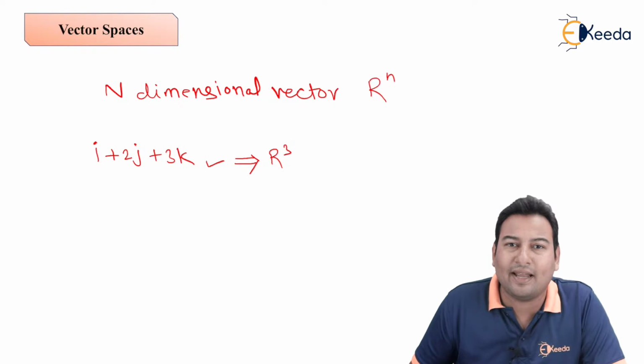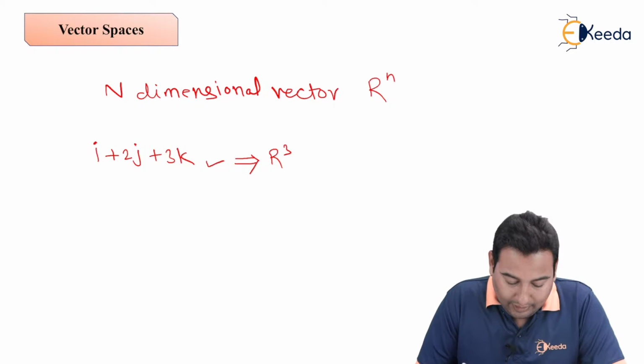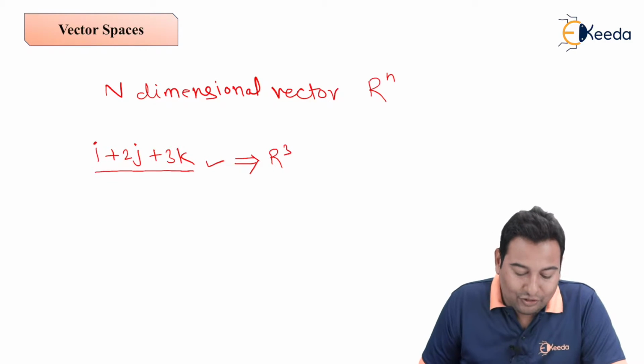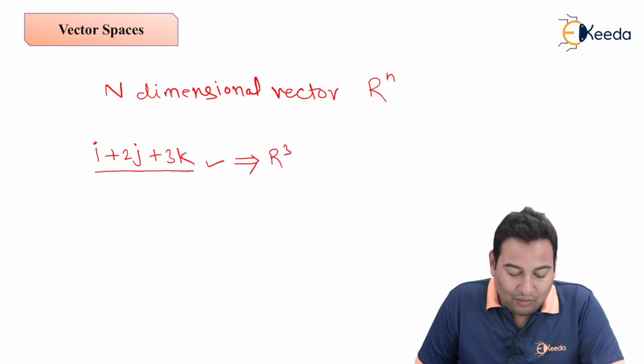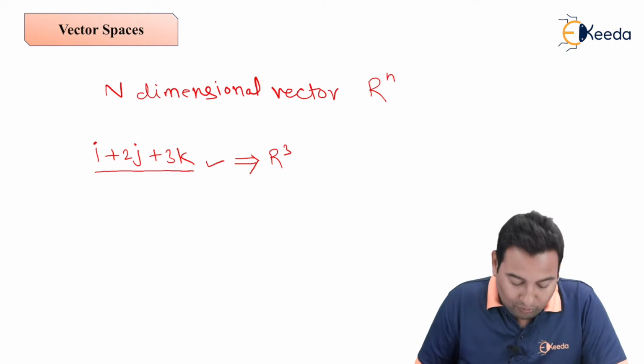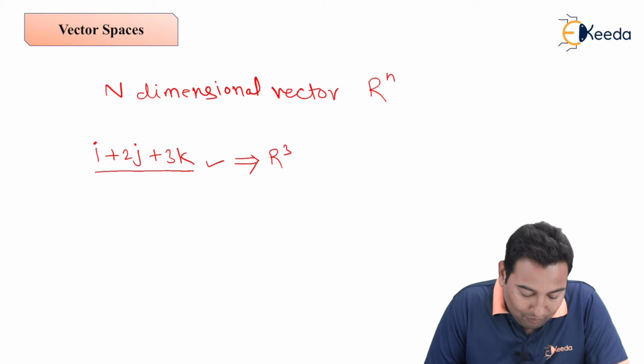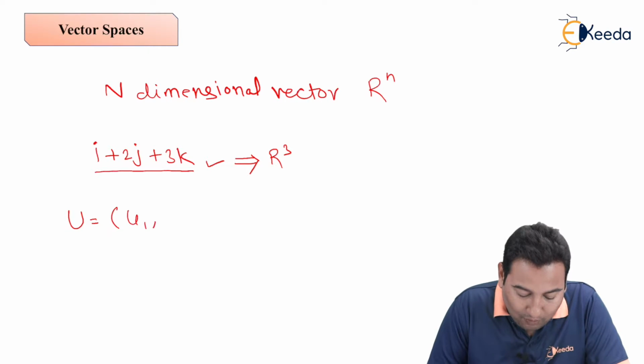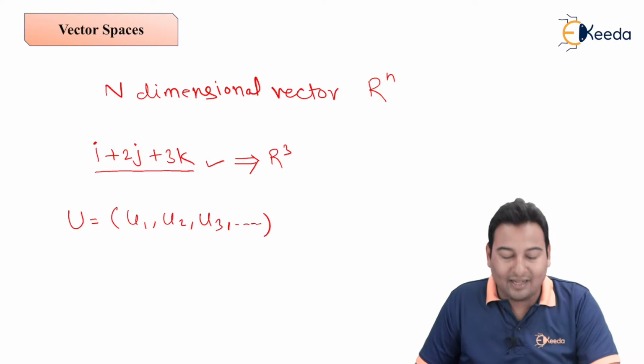This n can be anything, n can be 3 also. If it is 3, we can represent it by this. In an n-dimensional vector, there will be n dimensions. Therefore, it is going to be represented like this directly from the values. Let's say u is a vector and you can say u1, u2, u3, dot dot dot. This is an n-dimensional vector.